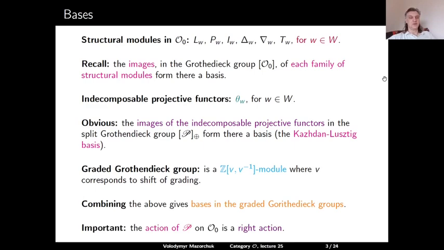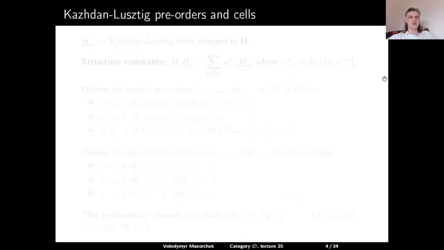It will be important for today to remember that the action of P on O_0 is a right action. When we track the indices of how elements in P act on the elements in O_0, we need to multiply indices on the right. So now let us define and discuss Kazhdan-Lusztig preorders and cells.